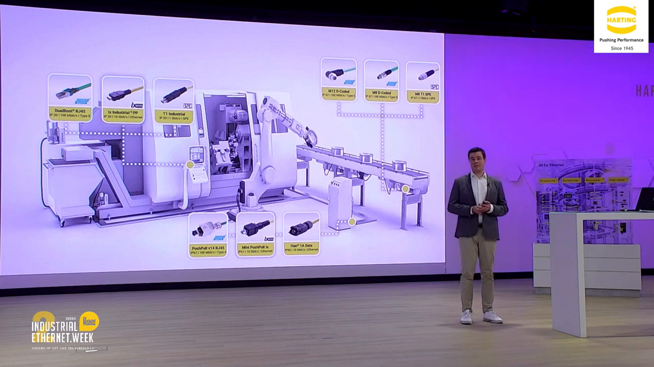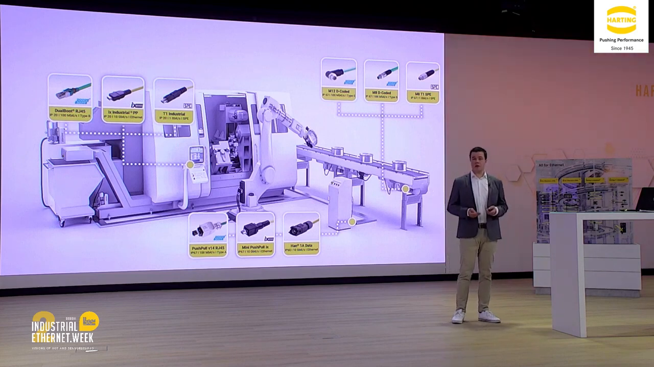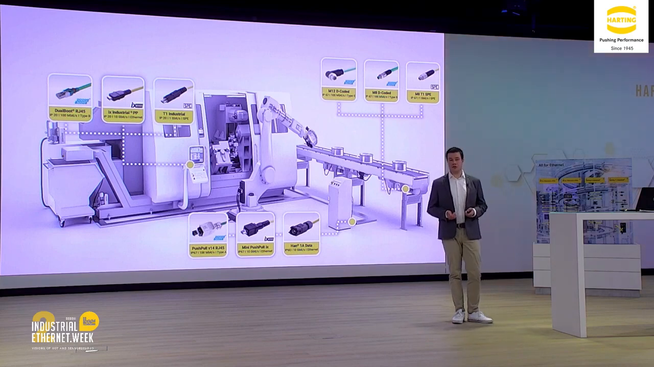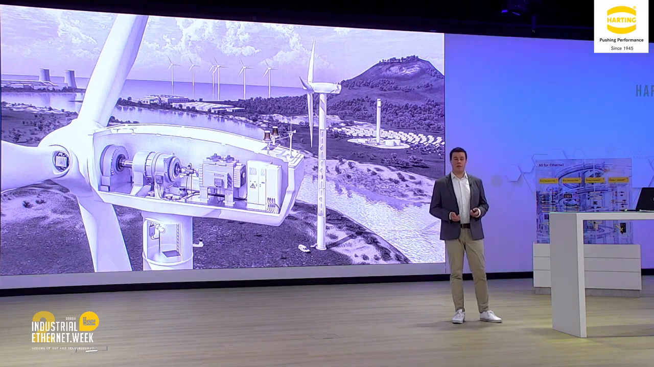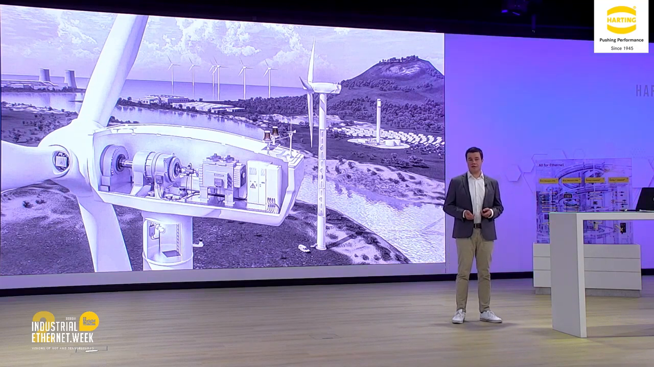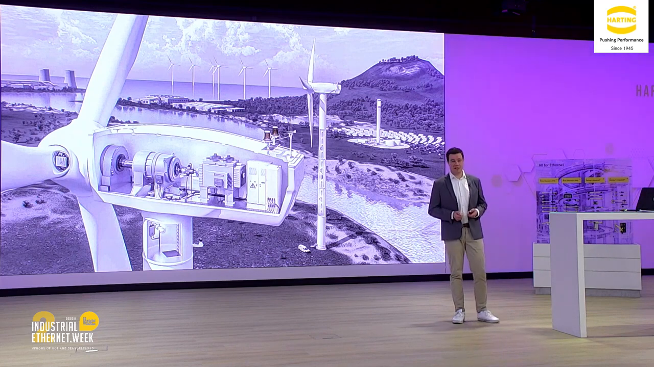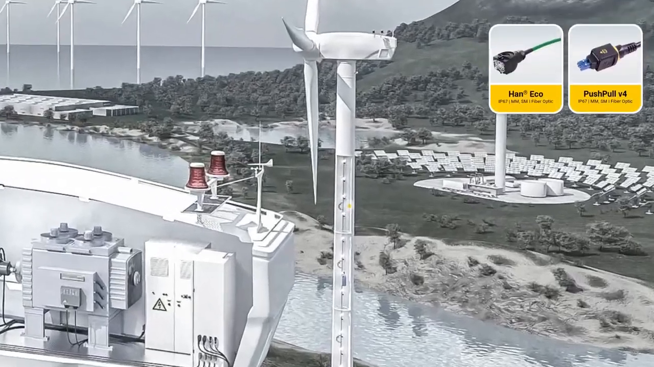Now we are coming to our last application. The previous two were mainly based on copper Ethernet transmission, but there are also use cases in the industry where copper is not sufficient, and we need to think about different solutions. For example, with windmills, we often have the problem that the ground and the gondola are more than 100 meters apart, and then we get trouble with copper-based Ethernet transmission. Therefore, we also have the possibility to switch to fiber optics.